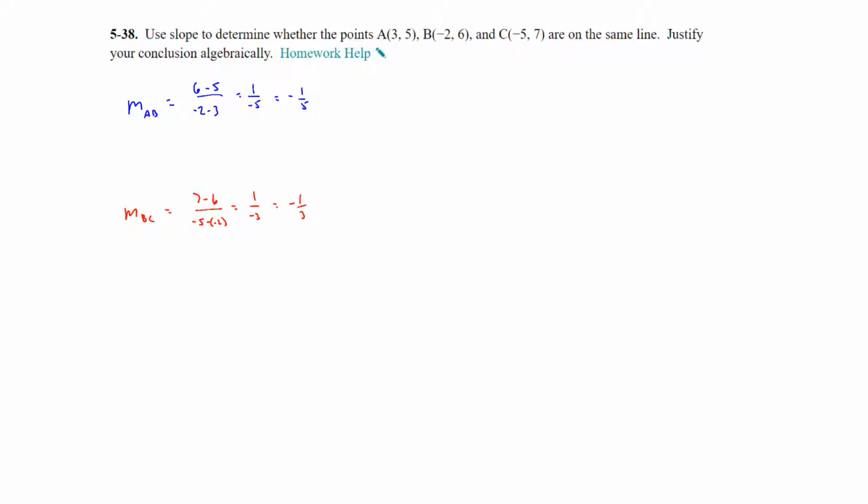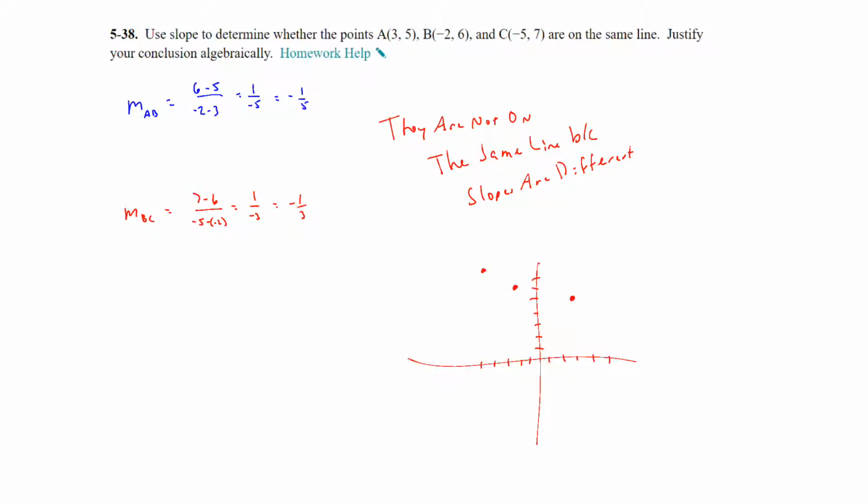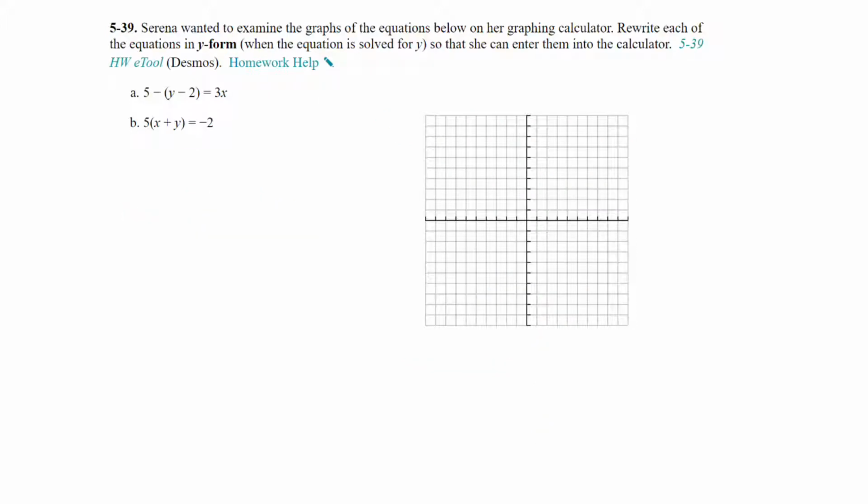So if the slope for A and B is negative 1/5, and the slope for B and C is negative 1/3, then they all can't fall on the same line because they have different slopes. And so I said they are not on the same line because these slopes are different. Another way that you could potentially look at this is, I didn't have a graph on here, but you could also graph this and look at the slope triangles between the 3 points. And you would also see that those are different as well. So just another way that you could potentially look at it.